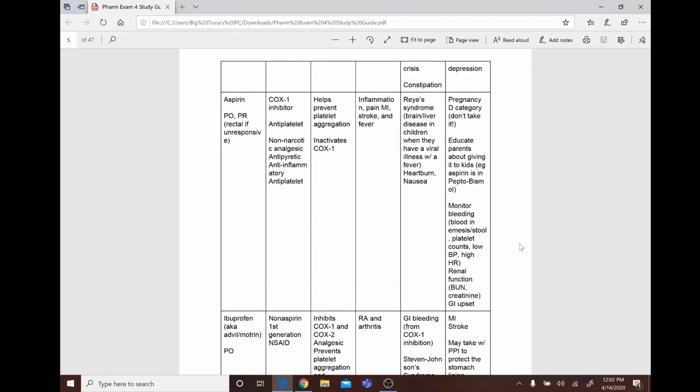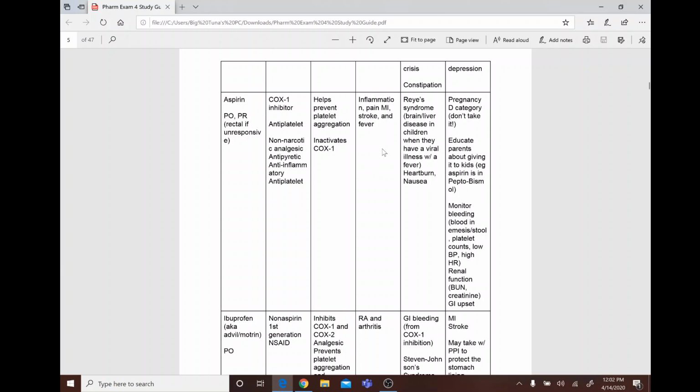All right, aspirin. How do we give aspirin? PO and PR rectally if unresponsive. What is the therapeutic class of aspirin? COX-1 inhibitor, antiplatelet, non-narcotic analgesic, antipyretic, anti-inflammatory, antiplatelet.